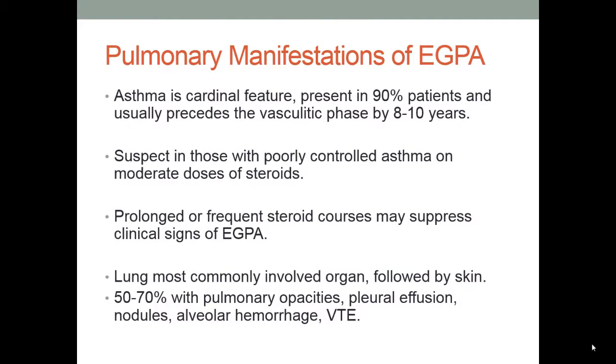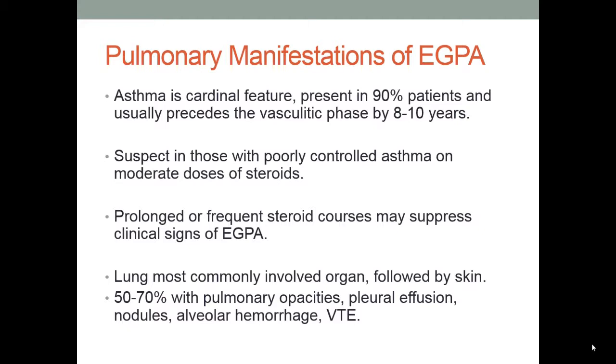Pulmonary manifestations, so asthma is the cardinal feature of Churg-Strauss, present in up to, some studies show over 90% of patients, and usually precedes the vasculitic phase by 8 to 10 years. So you really want to suspect this in patients with poorly controlled asthma on adequate therapy that receive moderate doses of steroids, which can be difficult because prolonged or frequent steroid courses has been shown to suppress other clinical signs of Churg-Strauss, which may clue you in on the disease.